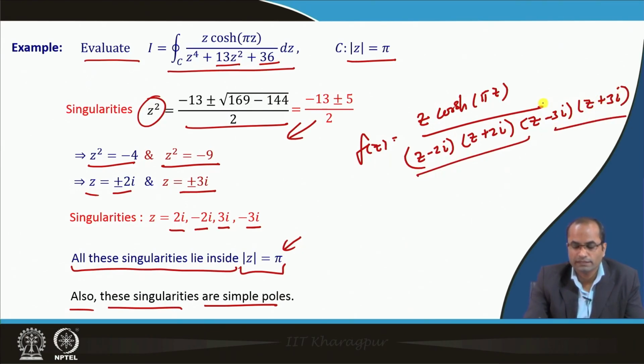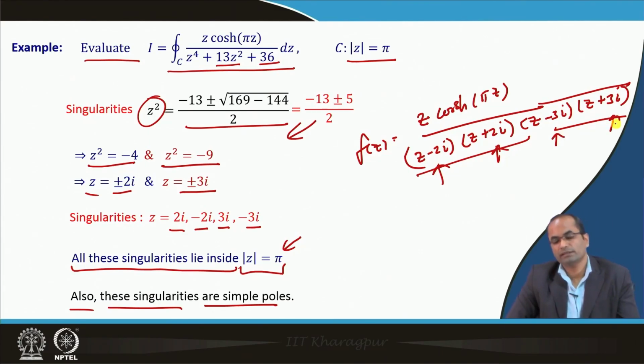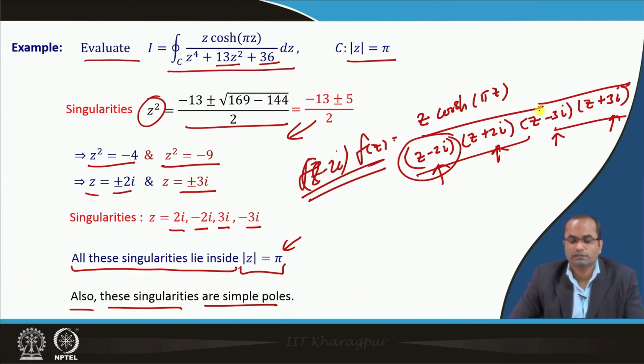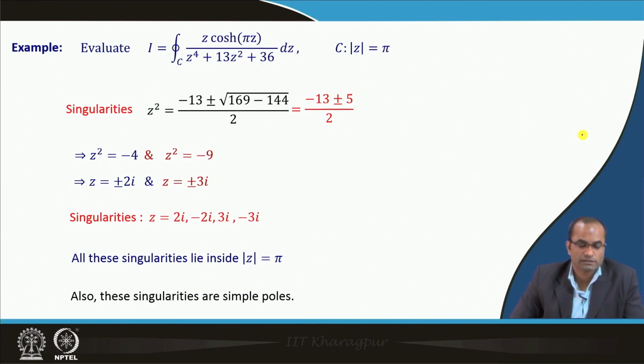So, each of them, whether z equal to 2i, z equal to minus 2i, z equal to 3i or z equal to minus 3i, all these points are simple poles, because if we multiply by z minus 2i, for instance, to this f(z) and take the limit, it will exist. Similarly for z plus 2i and so on. So, all these are simple poles.